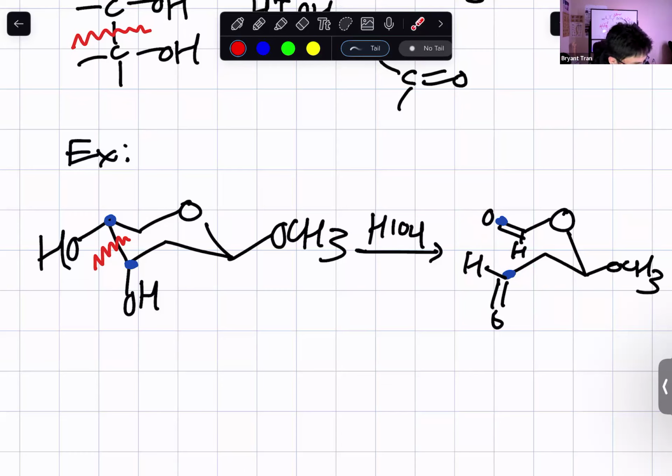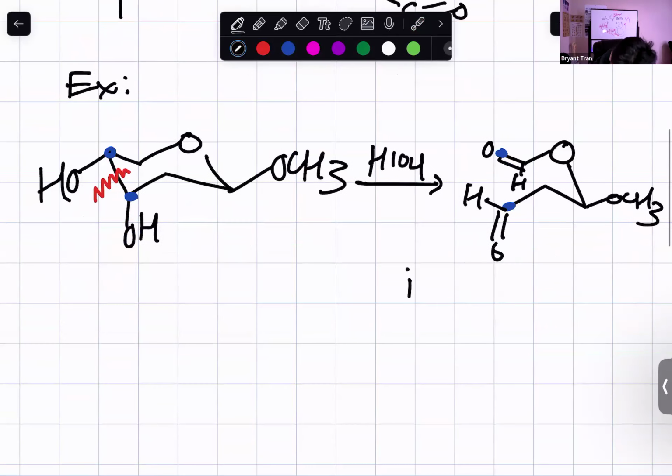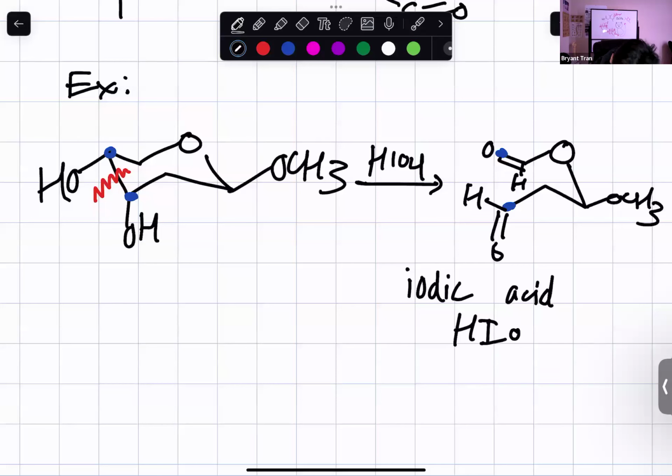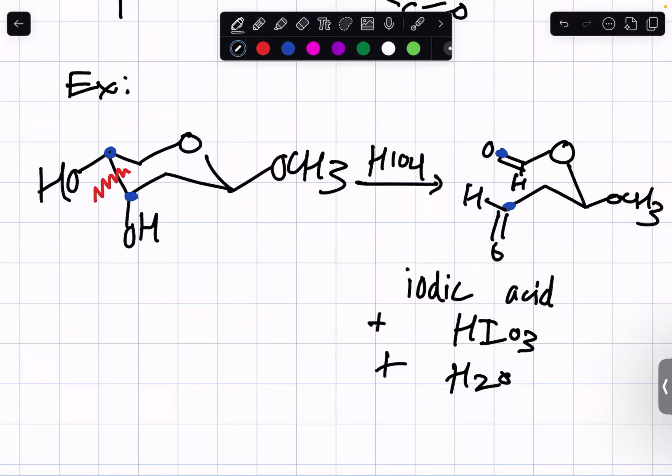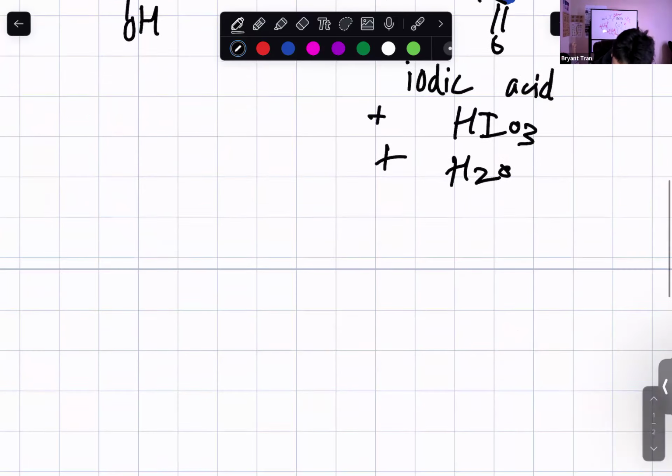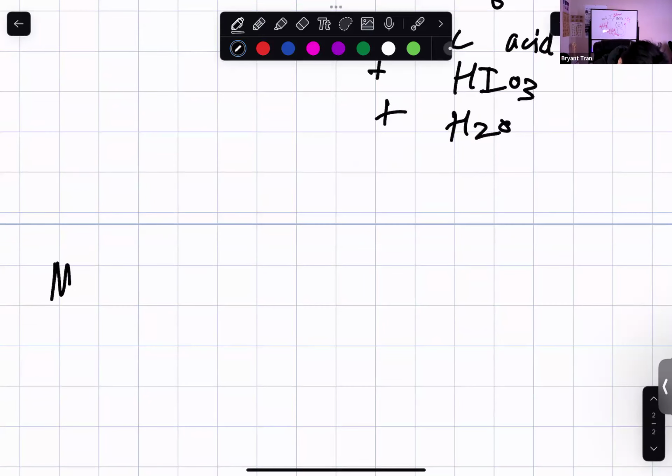Right. Okay. The side products would be iodic acid, which is HIO3, and water, H2O. Okay. So the mechanism of this is going to be a little bit weird because there's heterocyclic arrows. So here's the mechanism.